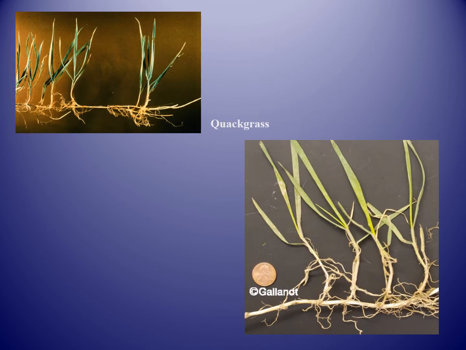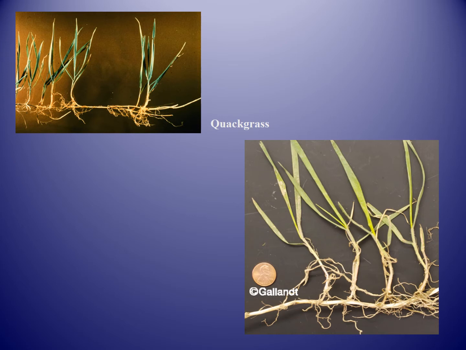All right, this picture shows quackgrass. Quackgrass is considered a weed in people's lawns. It is a plant that produces rhizomes, and its rhizomes are very long and thin. So in the picture that you see in the upper left, you can see a long thin rhizome and then several quackgrass shoots with roots developing along that rhizome.